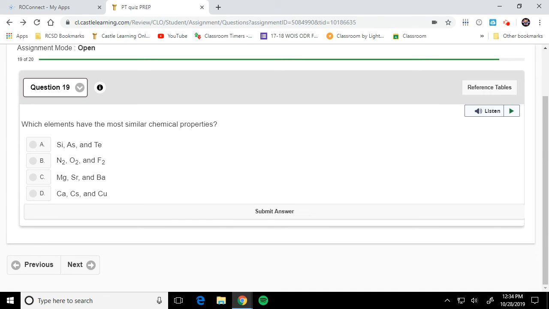Which elements have the most similar chemical properties? This is the 3rd time I've seen similar chemical properties. Similar chemical properties mean they're in the same group, hence they have the same valence electrons. So I just need to see who here is in the same group. Si, As, Te: no, those 3 are going down the staircase. They are all metalloids, but that doesn't mean they're necessarily similar in chemical properties. Nitrogen, oxygen, fluorine, all diatomic, but they're going across. So I got 1 on a staircase, 1 going across.